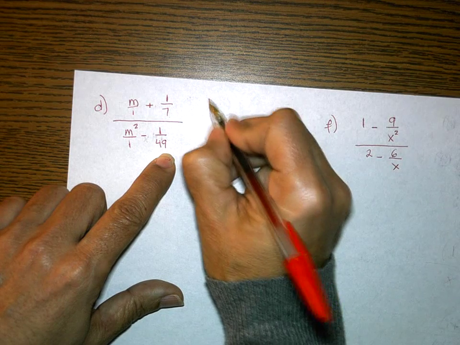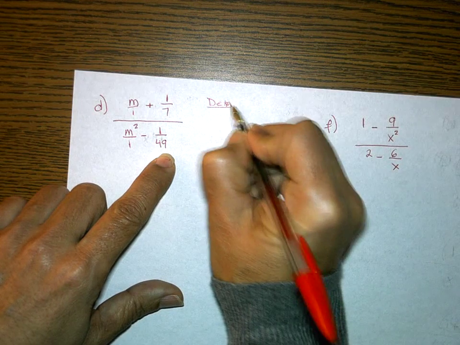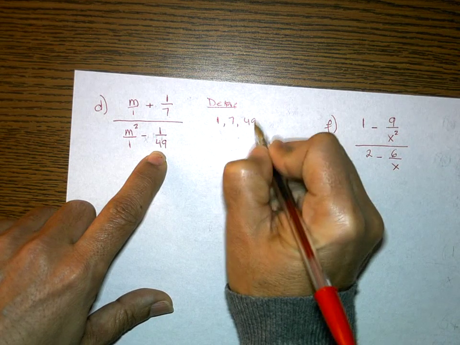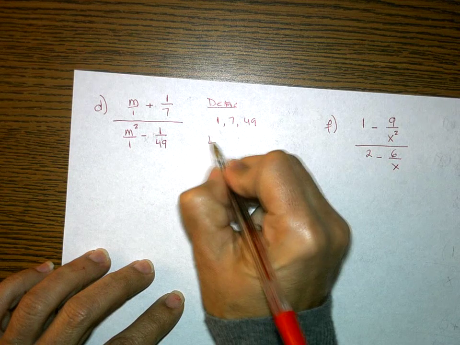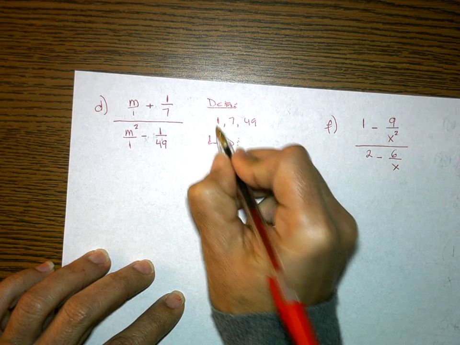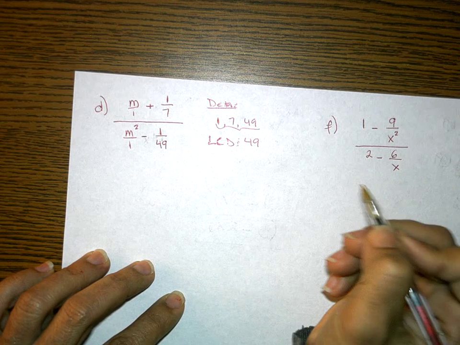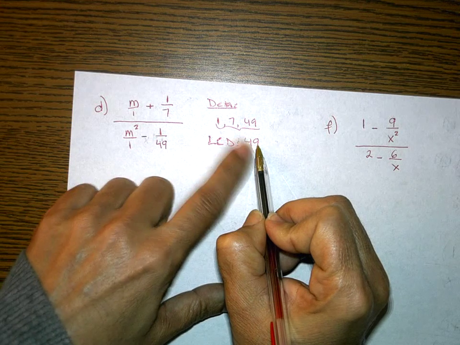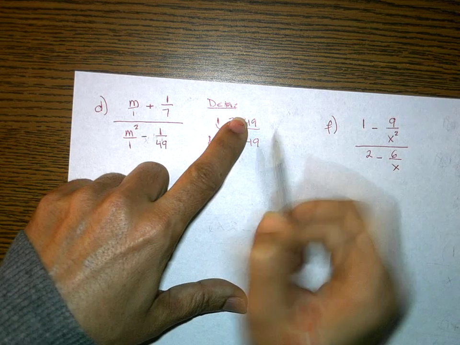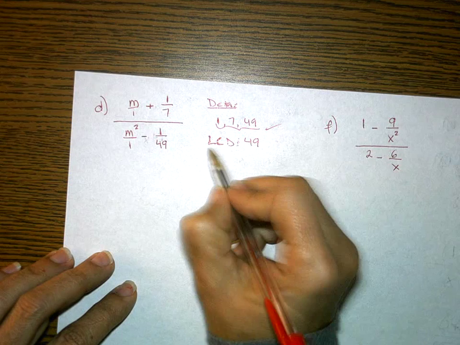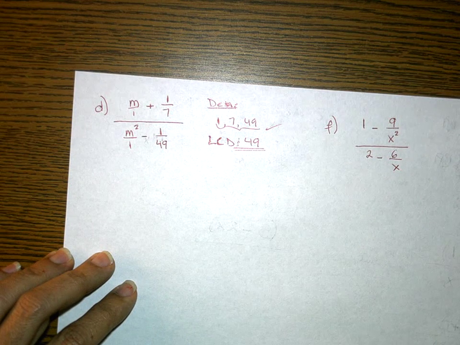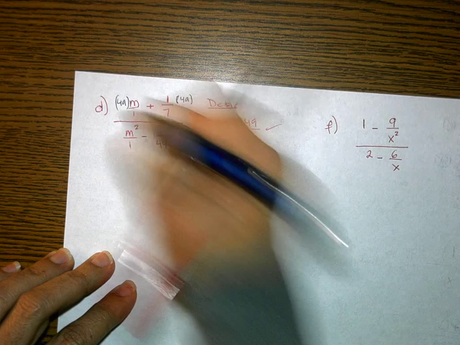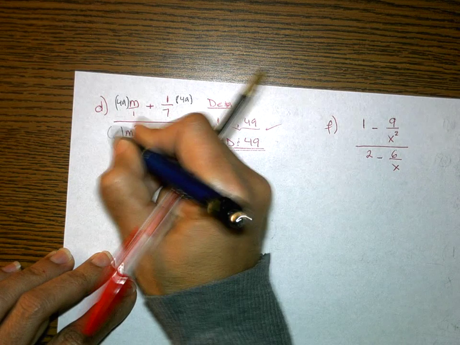So I'm going to list all my denominators here. Denominators. I have a 1, I have a 7, and I have a 49. The least common denominator of all of these values is 49. I know I can divide all of these. 49 is divisible by 1, 49 is divisible by 7, and 49 is divisible by 49. So it works. My least common denominator will be 49. I'm going to multiply every single value over here by 49, by 49, by 49, and by 49.